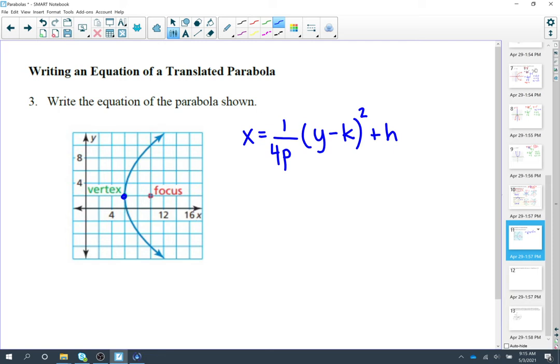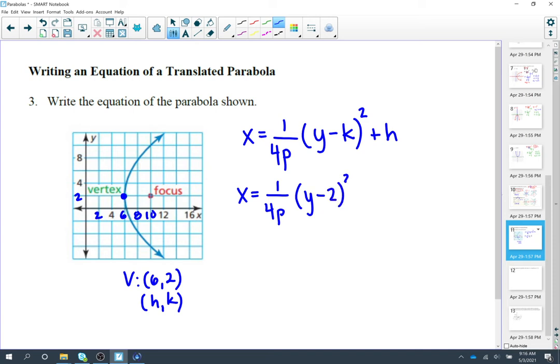I'm going to go find my vertex. Make sure you're counting by 2's. So 2, 4, 6, 8, 10, etc., which means this is 2. So my vertex is at (6, 2). This is h, this is k. So now we have x equals 1 over 4p, y minus k, in this case 2, plus h, which is 6.